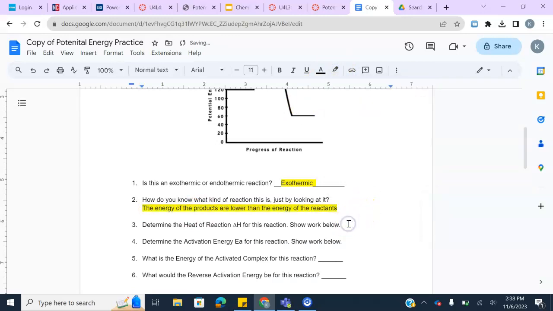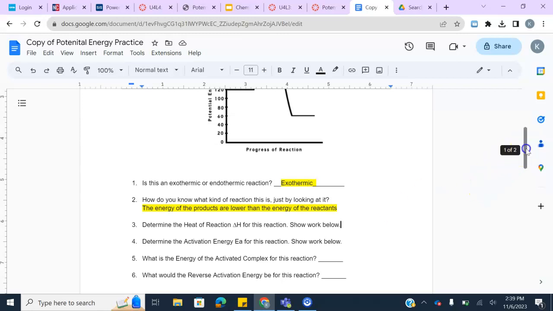All right, now number 3 asks us to determine the heat of the reaction, delta H, for this reaction, and show your work below. So delta H is the change in enthalpy. Okay, so we're looking at the change in the energy of the reaction. So when we're determining the heat of the reaction, we are going to take the ending energy, so the energy of the products, and we are going to subtract the energy of the reactants.